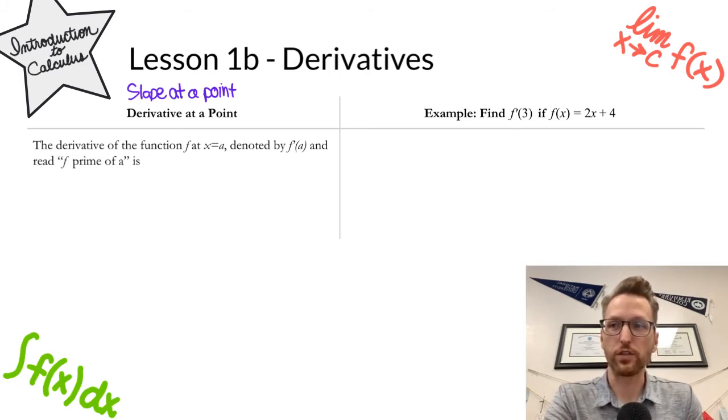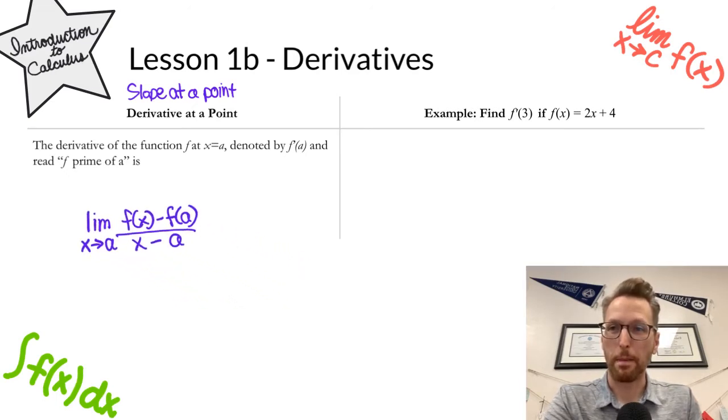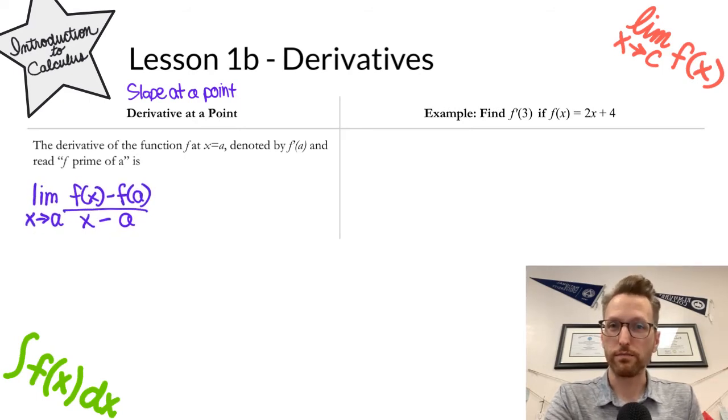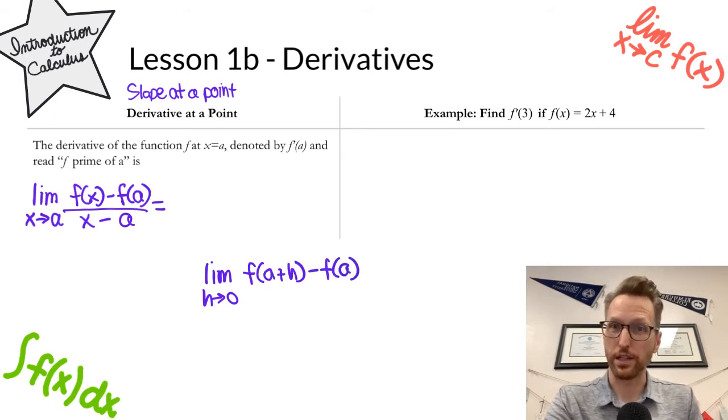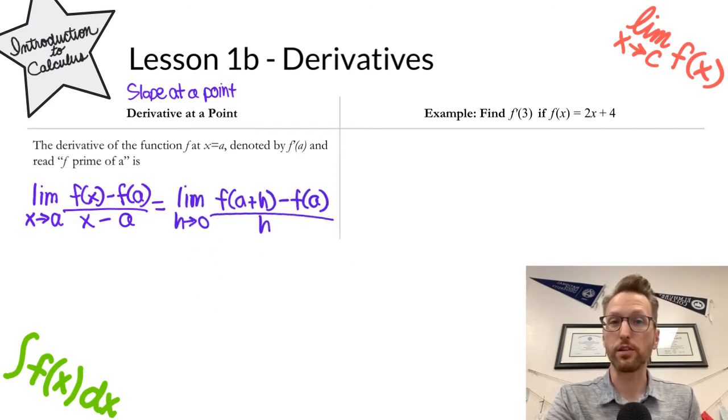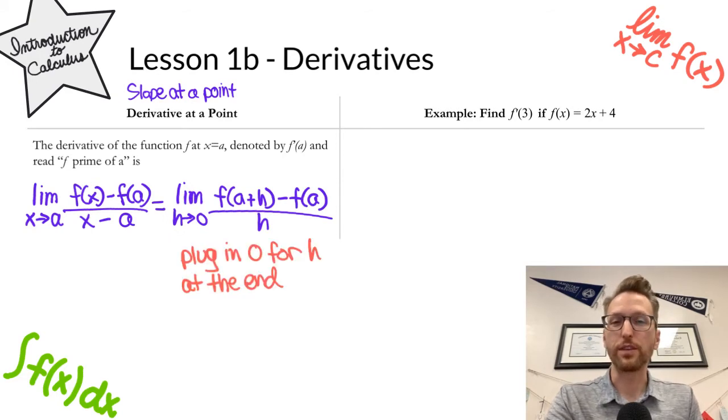So here it is, the first formula. The limit as x approaches a of slope, f of x minus f of a over x minus a. That's all equal to, as long as we do it correctly, the limit as h approaches 0, a new variable, don't freak out, of f of a plus h minus f of a divided by h. That's called the difference quotient. And notice that if you plug in 0 right away for h, you get undefined. That's why the whole algebraic process is important.